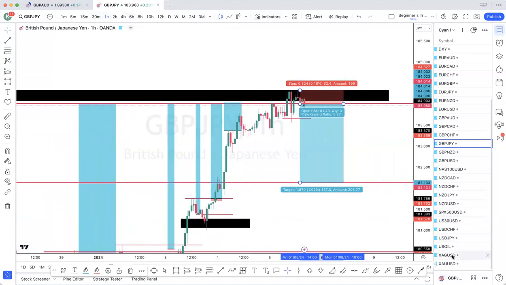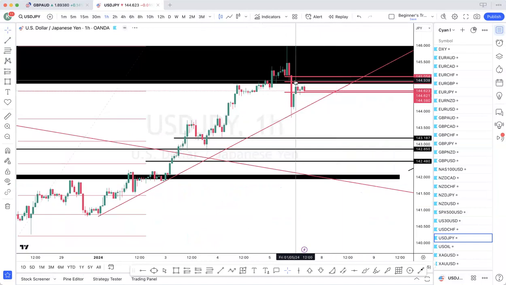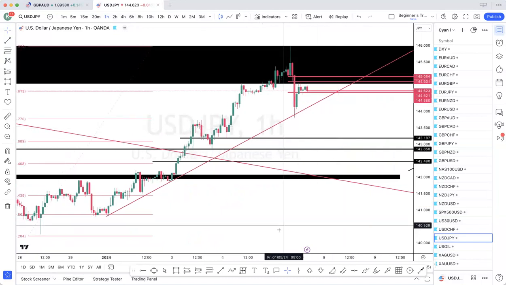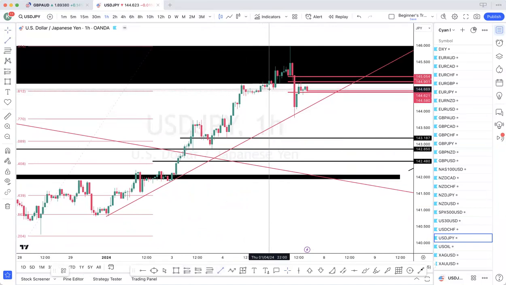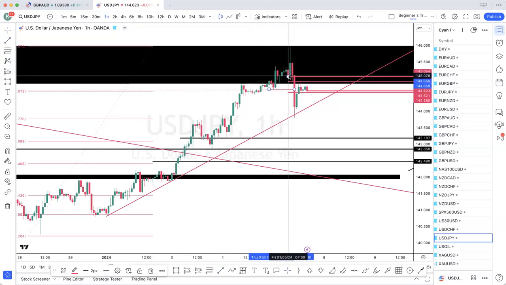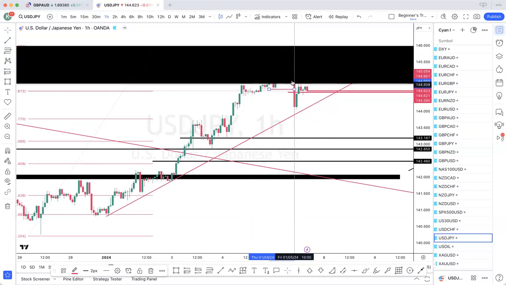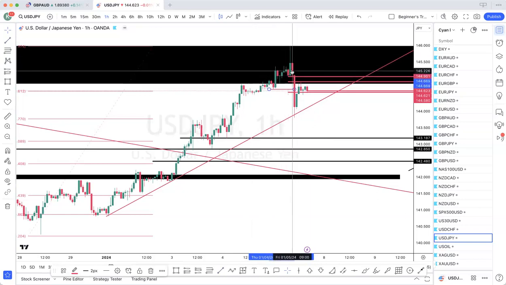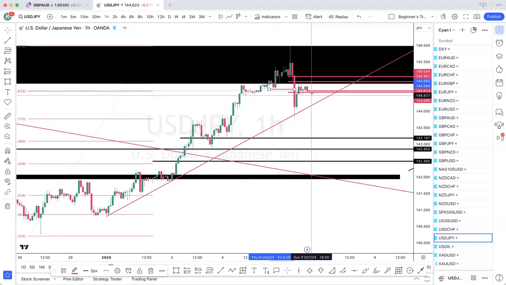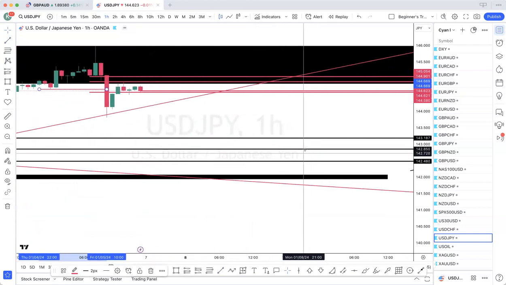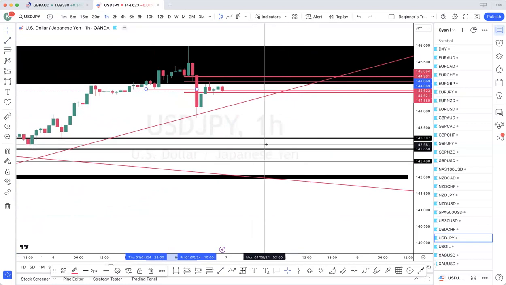Oh, that was UJ that had the clear breaker structure. Yeah, UJ is ready. Even right here, like this pushed up, right? Broke this, and then came and violated this order block. Gave an impulse move to the downside, right back into the imbalance. That's why I say it's ready. And gave you a bearish order block.